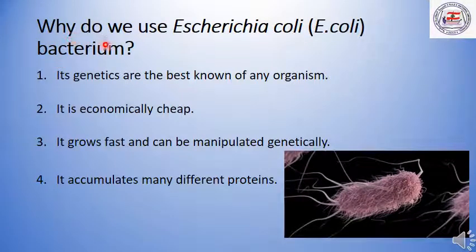Now, why do we use specifically the Escherichia coli or E. coli bacterium in the transgenesis? Reason number 1, its genetics are the best known of any organism. Reason number 2, it is economically cheap. Reason number 3, it grows fast and can be manipulated genetically. Reason number 4, it accumulates many different proteins.